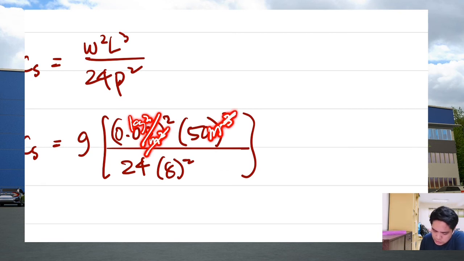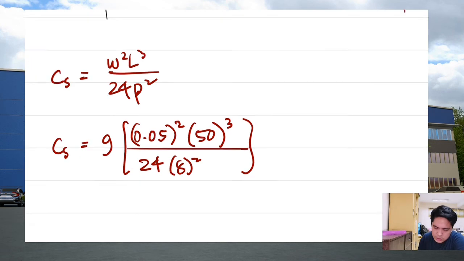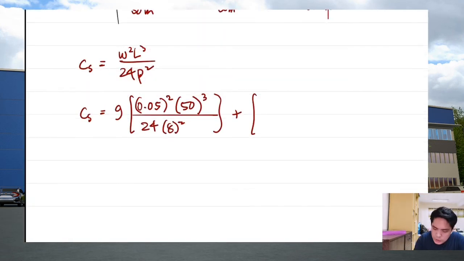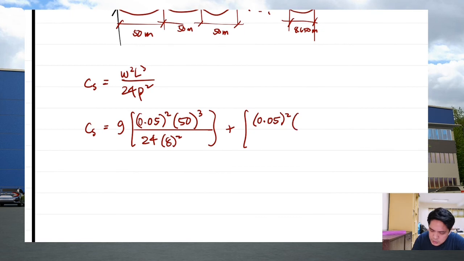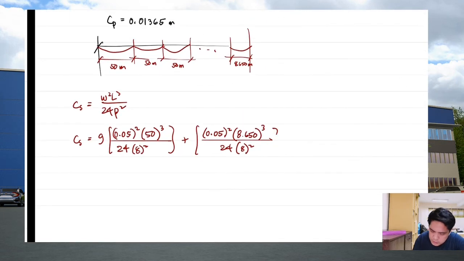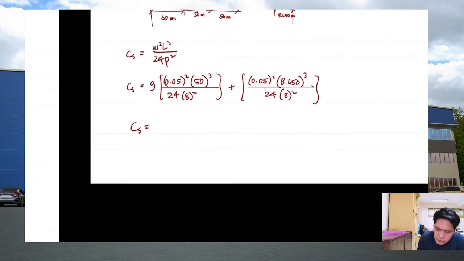So maka-cancel out yung meter squared. Yung kilogram din maka-cancel out because this is kilogram squared. So meter na lang maiiwan. So it's okay not to convert kahit di consistent yung mga unit. So the weight here is still 0.05 because this is unit weight. So that's still okay. Times the length, mas shorter na yung length. So that's 8.650 cube. Then divide it by 24 times 8 squared. Ganun pa rin. Ayan. So that would be our total correction due to sag.